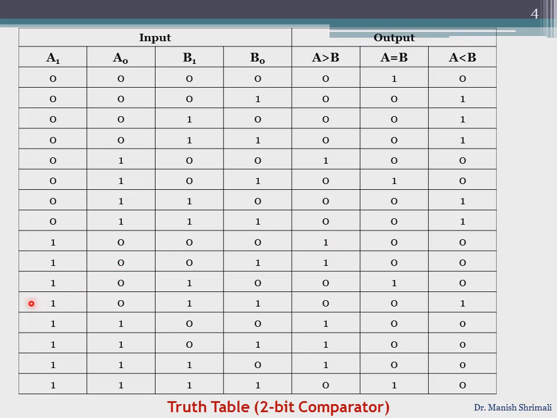Suppose we have a look at this row, here A1 is 1, A0 is 0, B1 is 1, B0 is 1, and hence the weightage of A is 2, the weightage of B is 3, so B is greater than A, and that is why this is selected. If we look at this row, the weightage of A is 3, the weightage of B here is 2, so A is greater than B.